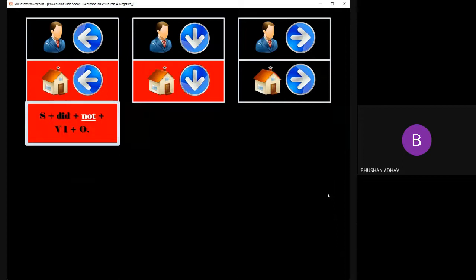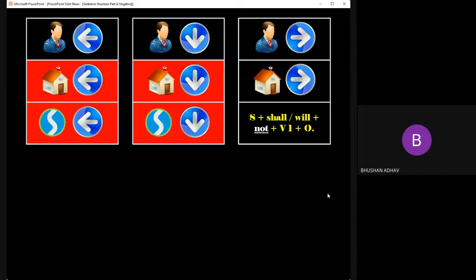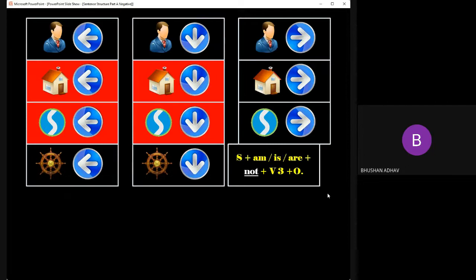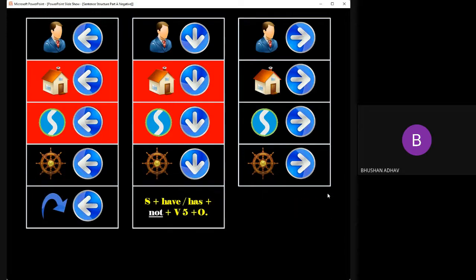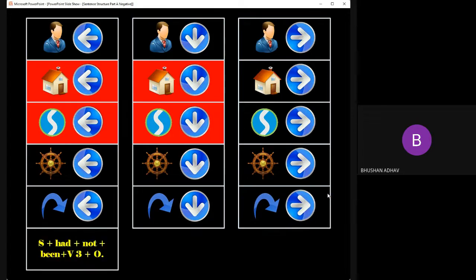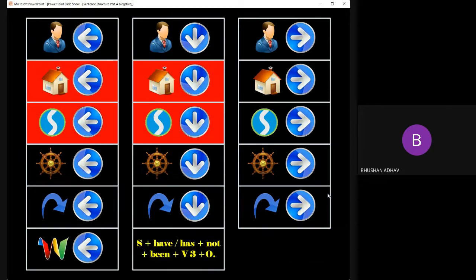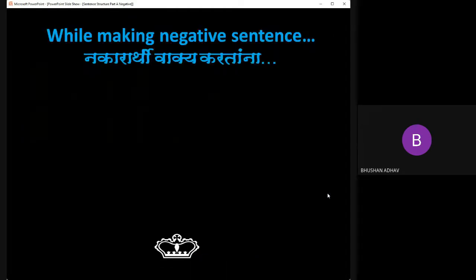Then did not V1, do not V1, does not V1. Then shall not V1, will not V1. Was, were not V-ing. Am, is, are not V-ing. Shall not be, will not be V-ing. Had not V5. Have not V5, has not V5. Shall not have V5, will not have V5. Then had not been V-ing, have not been V-ing, has not been V-ing. Shall not have been V-ing, will not have been V-ing.